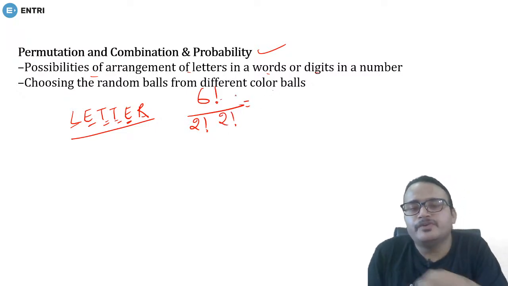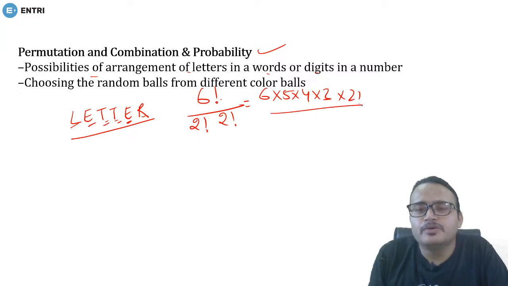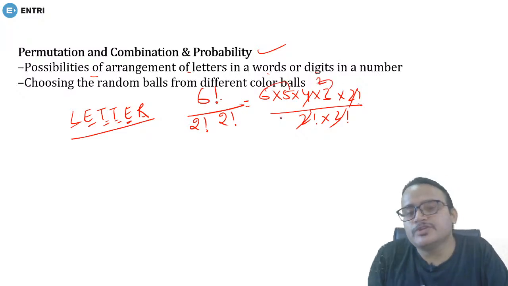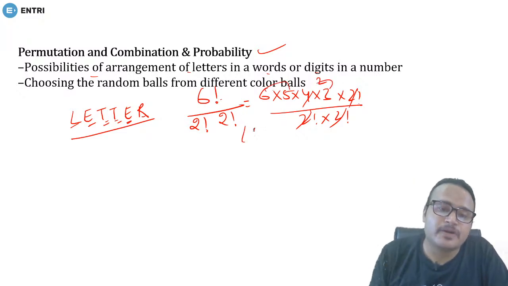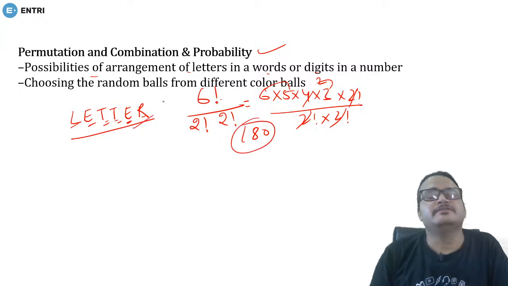So if we want to solve this, 6 plus 5 plus 4 plus 3 multiplied by factorial 2, divided by factorial 2, multiplied by factorial 2. So this will cancel out, and 2 2s are 4, 6 5s are 30, 3 2s are 6, 30 multiplied by 6, what? 180. 180 are the ways in order to arrange this letter.